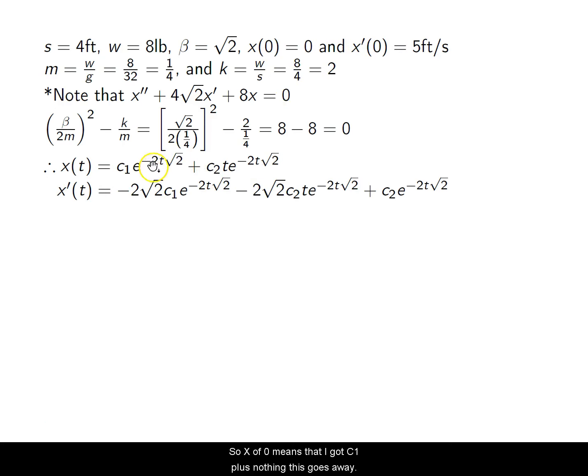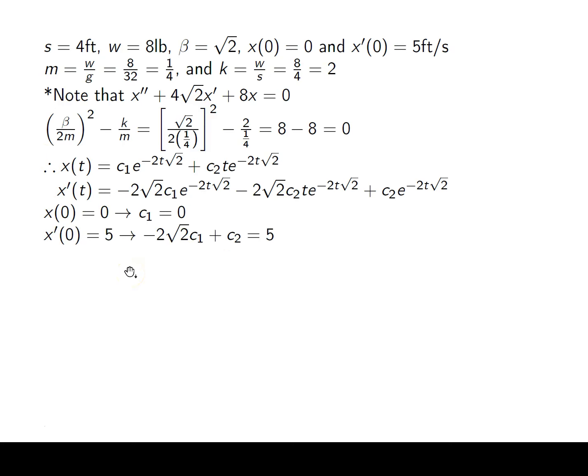So x of 0 means that I got c1 plus nothing. This goes away, right? 0, 0 gives me c1 equals 0. Very nice. Okay. X prime of 0 equals 5.